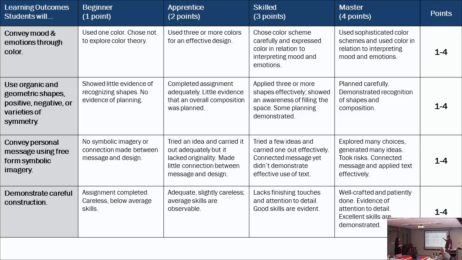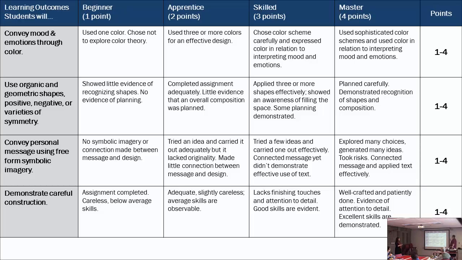So the beginner level of achievement would be worth 1 point, and that meant they used one color and showed up to explore color theory. Moving down one more, an apprentice level, which gets them 2 points, means for this piece of the assignment they used 3 or more colors for an effective design.